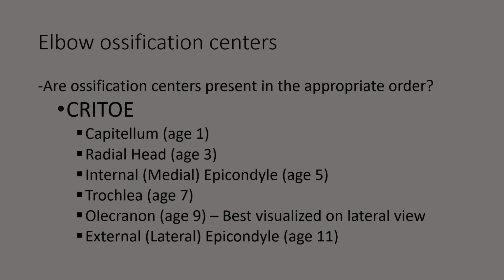CRATO is a common mnemonic for the order of appearance of elbow ossification centers and stands for capitellum, radial head, internal epicondyle, trochlea, olecranon, and external epicondyle. These elbow ossification centers occur at relatively predictable ages 1, 3, 5, 7, 9, and 11, respectively.